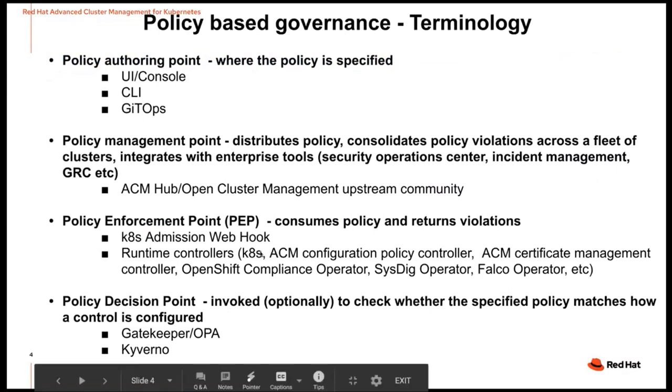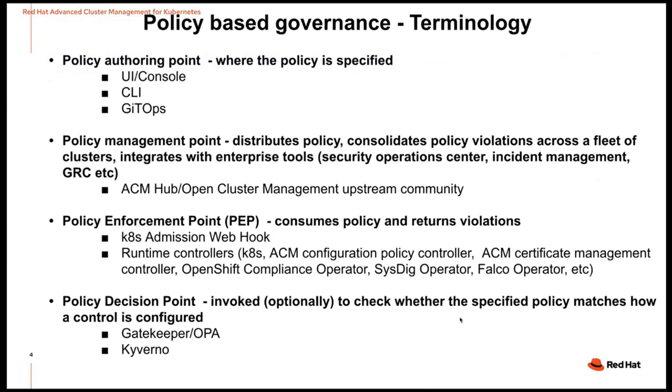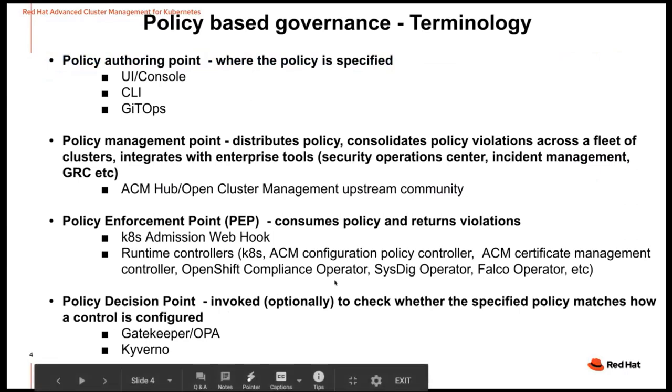And then the policy enforcement point can optionally invoke a policy decision point to check whether a specified policy matches how a control is configured. Now, in some cases, the policy enforcement point may itself do this check, but in other cases, you could invoke a PDP. The Gatekeeper OPA integration is one such example, and Kubernetes is another example.